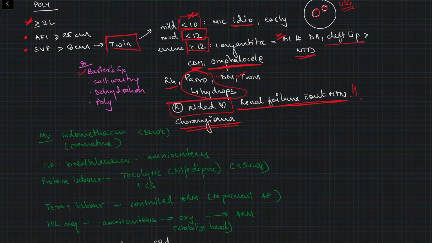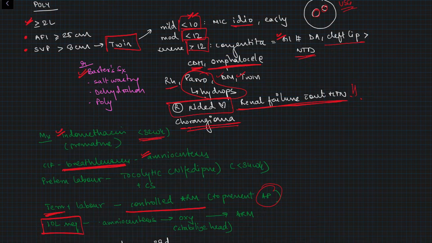Remember, in medicine, there's an important condition called Bartter syndrome that is also associated with polyhydramnios. How do we manage? We give indomethacin if the fetus is less than 32 weeks, right? It is not given afterwards because it leads to premature closure of ductus arteriosus. If the patient complains of breathlessness, amniocentesis is done, right? For preterm labor, tocolytics and corticosteroids are given. If the patient is in term and is in labor, then controlled ARM is done. This is done to prevent any abruption.